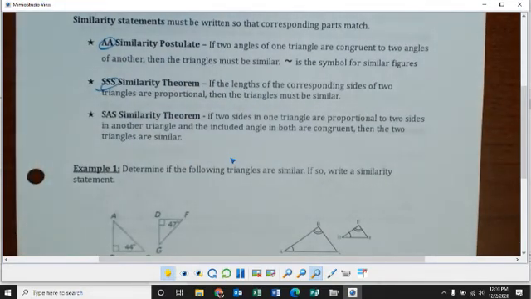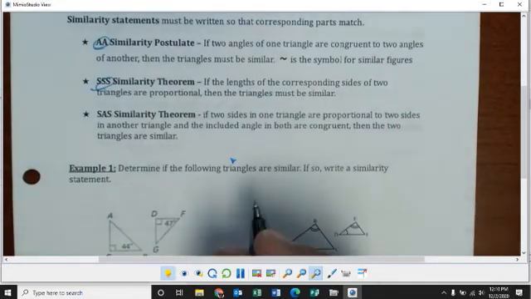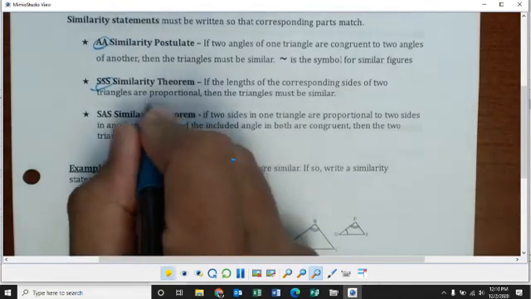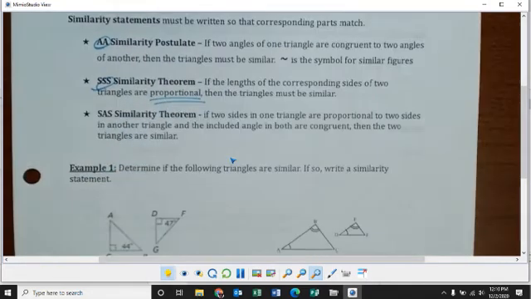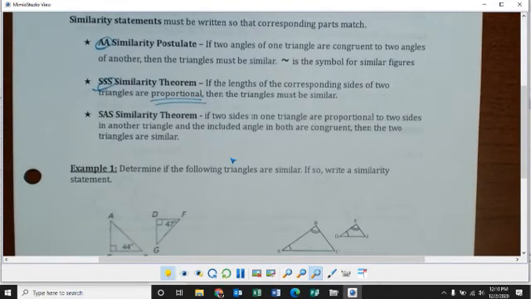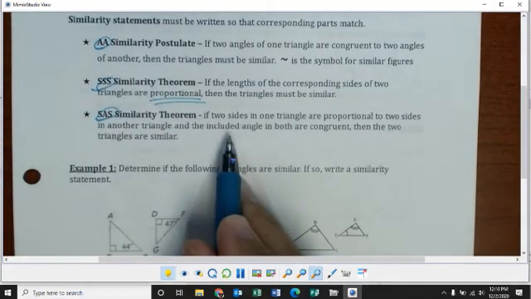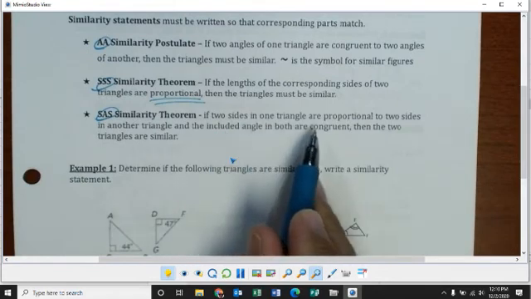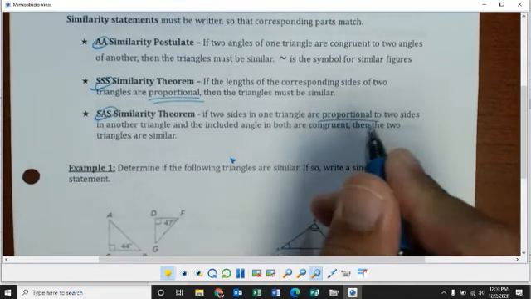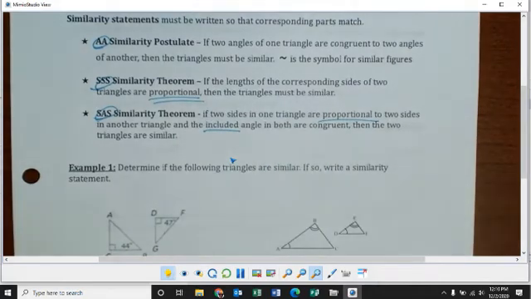Also, if we go with side, side, side, if the lengths of the corresponding sides are proportional, all 3 sides, then the triangles are similar. And finally, we can do side-angle-side similarity. So we have 2 sides in one triangle proportional to 2 sides in another, and the included angle in both are congruent, then they're similar.